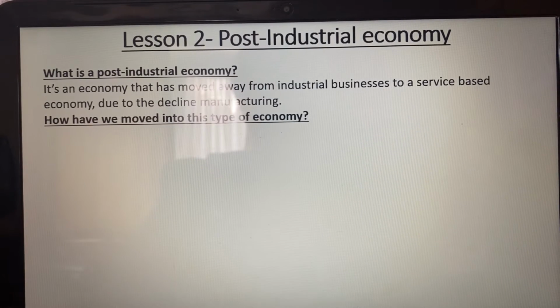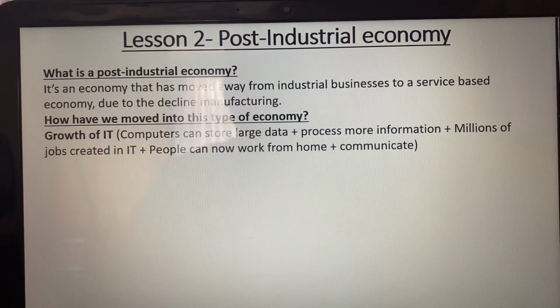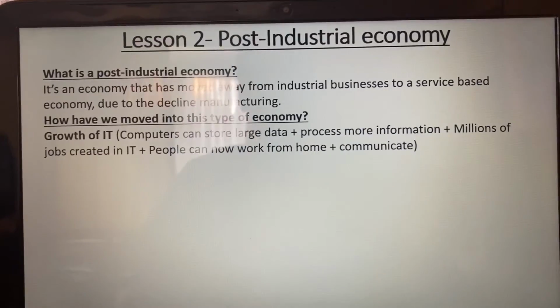We looked at this main reason very quickly, the growth of IT. The growth of IT has really helped. With computers, you can talk about how they can store large amounts of data and process information in a much quicker way. Through the internet, people can communicate all around the world, people can work from home, and thousands of jobs have been created through IT.